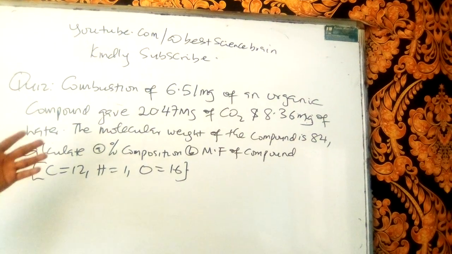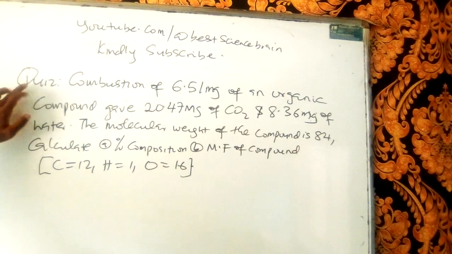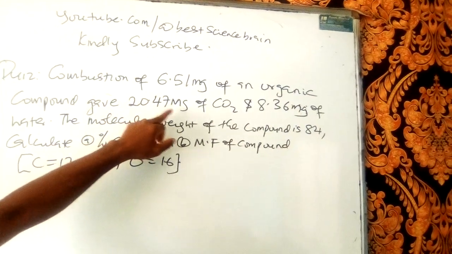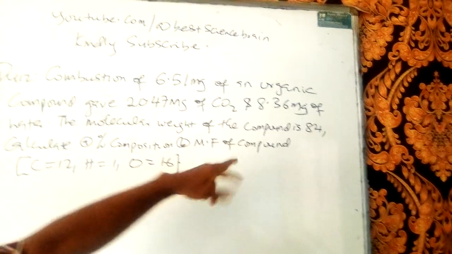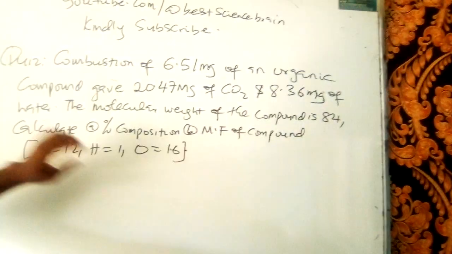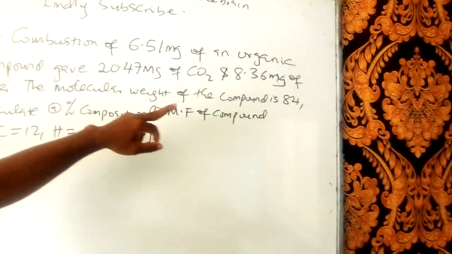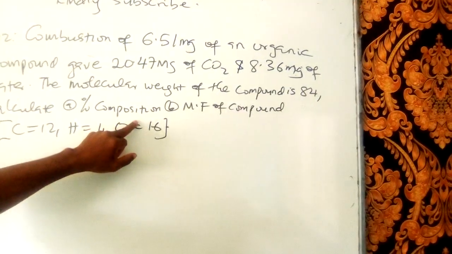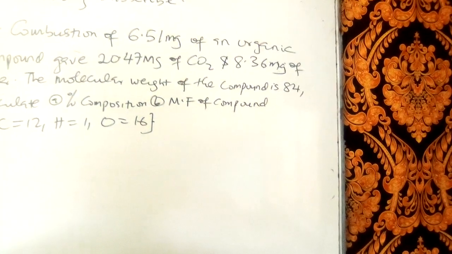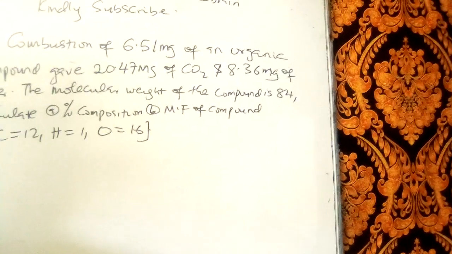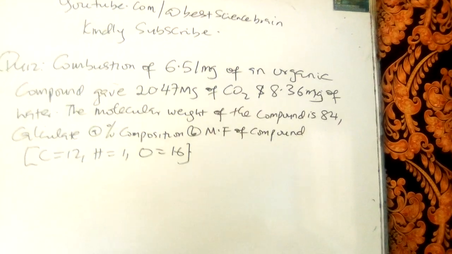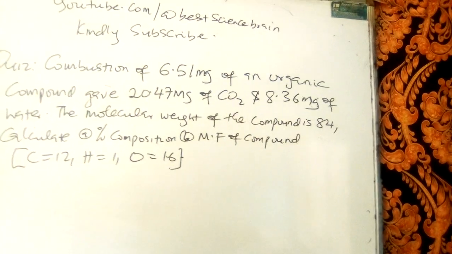Okay, now we have this question on the whiteboard. Combustion of 6.51 milligram of an organic compound gave 20.47 milligram of carbon dioxide and 8.36 milligram of water. The molecular weight of the compound is 84. Calculate A, the percentage composition, and B, the molecular formula of the compound. So this is an illustration of how to obtain empirical and molecular formula by using combustion analysis. So how do we go about this?